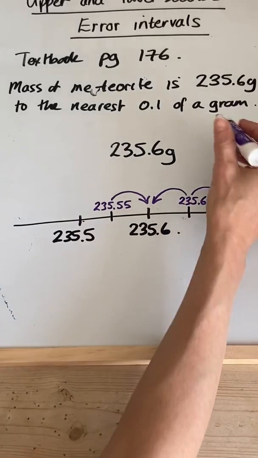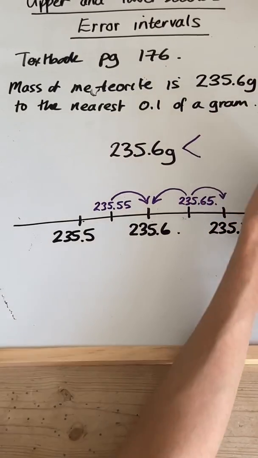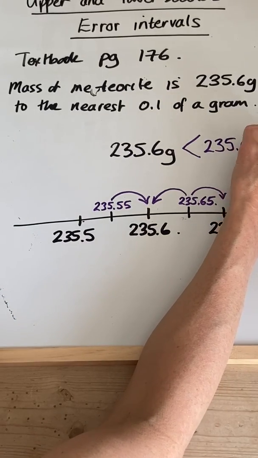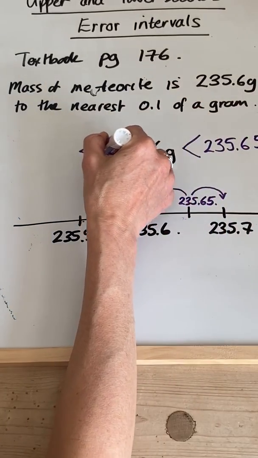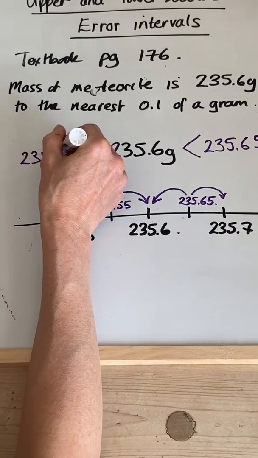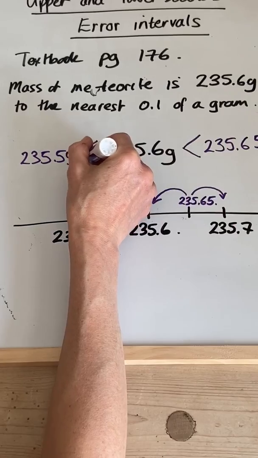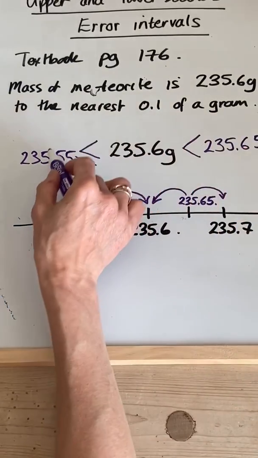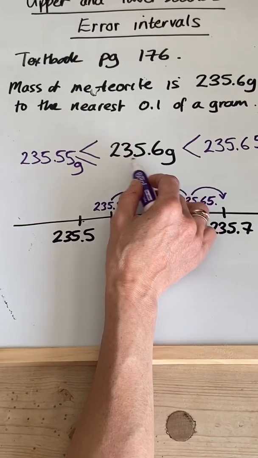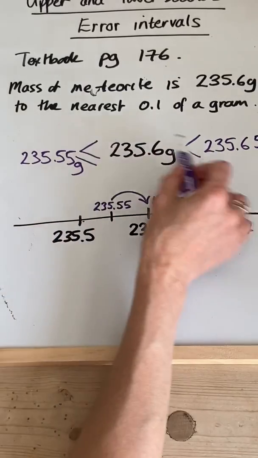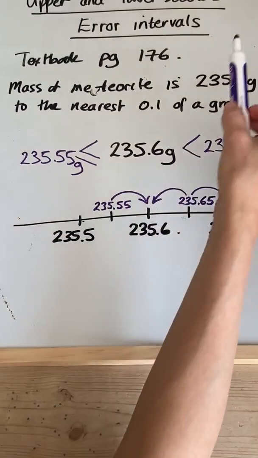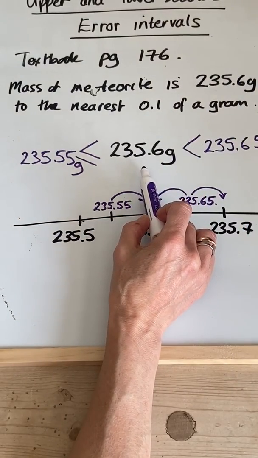So as long as we put our inequality in so that it's a less than on that side, we know it can never quite get to 235.65, and as long as we have our inequality including the 235.55 on this side, then we've got our upper and our lower bounds for the mass of this meteorite. And that upper and lower bound, as I also said, could be described as the error interval for the mass of the meteorite.